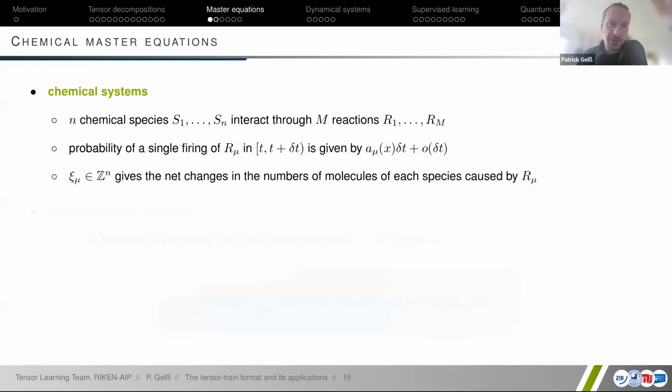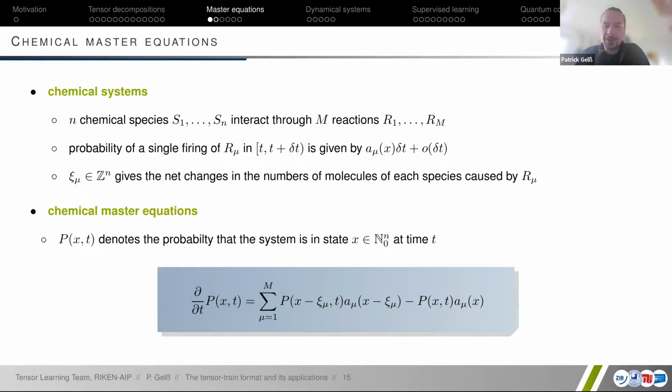And now let's go to the different applications which we considered in the last 10 years roughly. So at the very beginning, we started with chemical systems. So we say we have n chemical species in some environment, and these chemical species interact through m different reaction channels, R1 to Rm. And we know that the probability of firing of one of these reactions is given by the propensity A mu. And then we also defined the vector of net changes, so the change in the number of molecules through this reaction R mu.